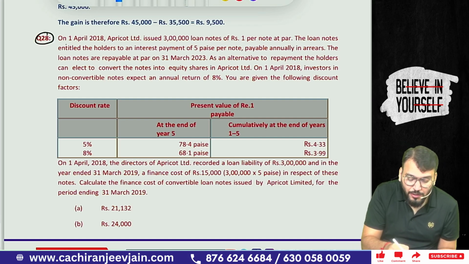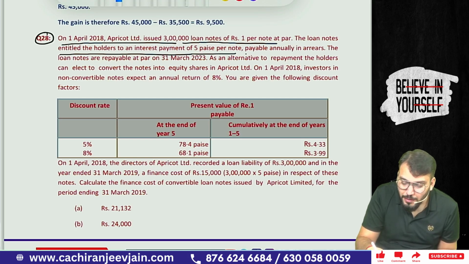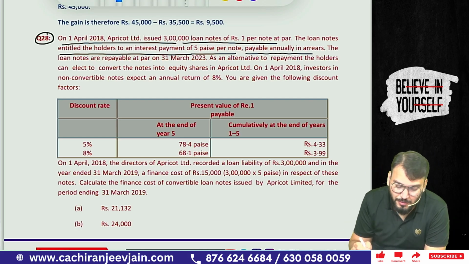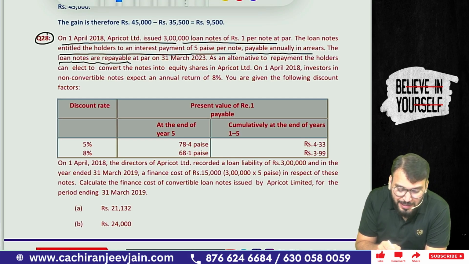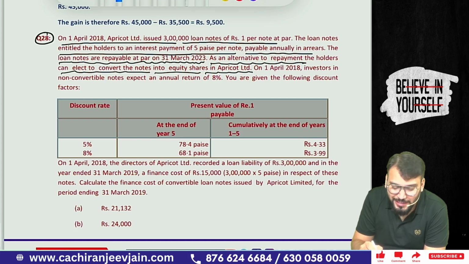Come to question 28. On 1st April 2018, Apricot Limited issued 3 lakh loan notes of rupees 1 per note at par. The loan notes entitle the holder to an interest payment of 5 paise per note, payable annually in arrears. The loan notes are repayable at par on 31st March 2023, which means after 5 years. As an alternative to repayment, the holder can elect to convert the notes into equity shares in Apricot Limited. So it is actually optionally convertible.